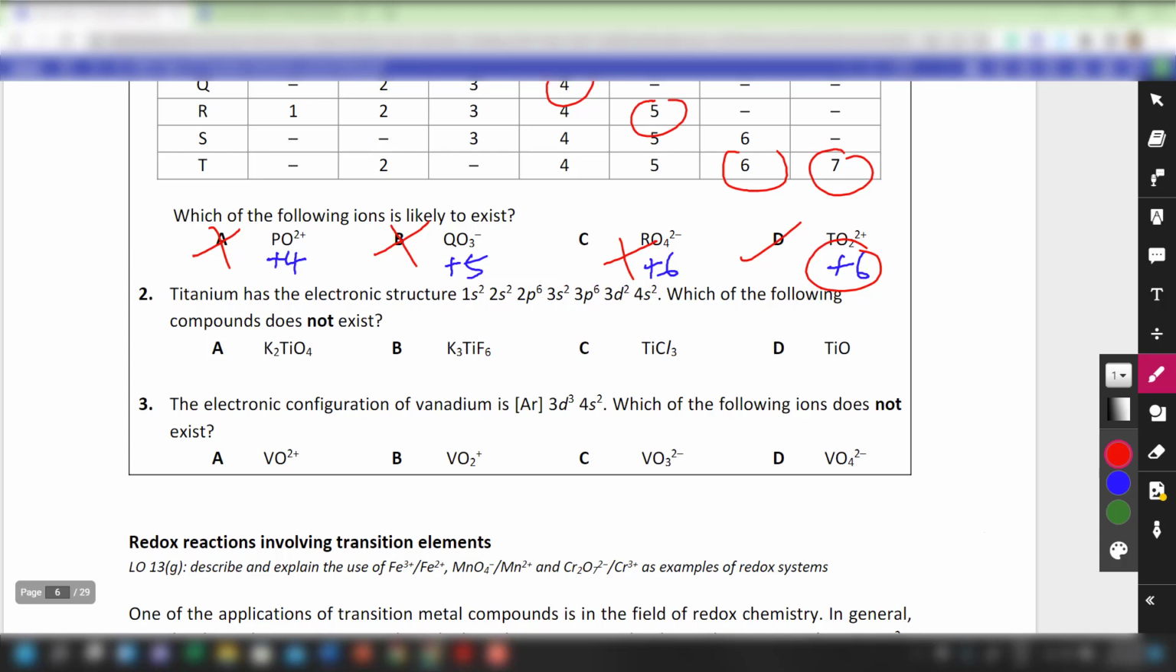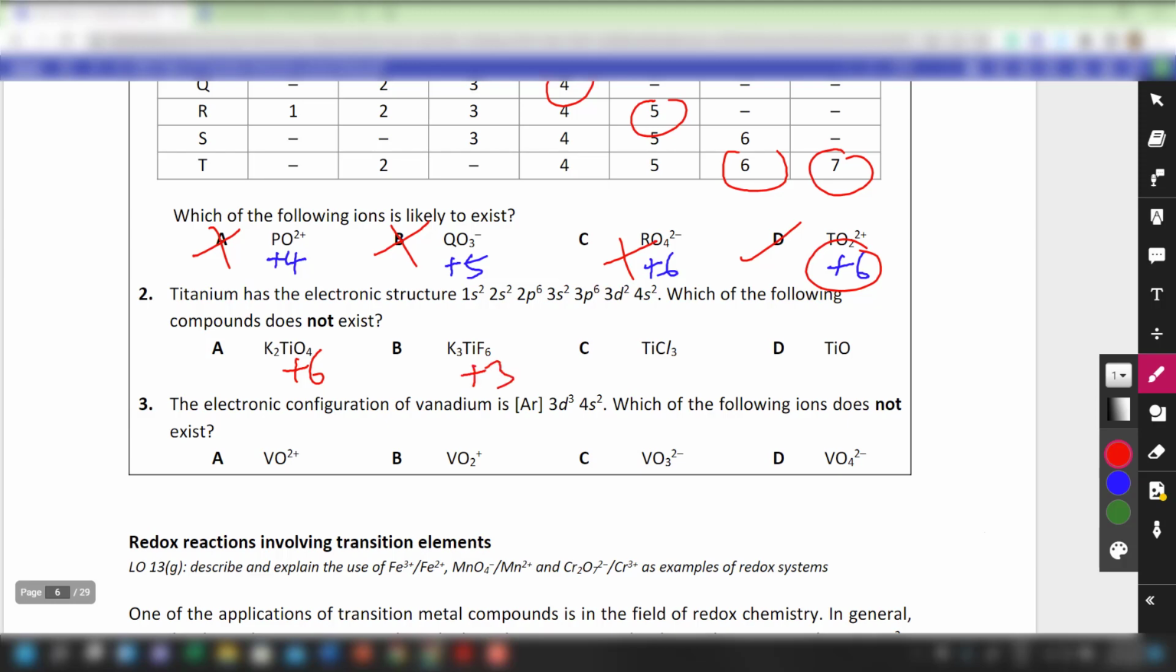Which of the following compounds does not exist? Okay, so again, let us try to determine the oxidation state of titanium. So for option A, titanium will exist as a polyoxo anion, TiO4 2-. So in this case, titanium will take on an oxidation state of plus 6. And option B, the species will be TiF6 3-. So in our case here, titanium will take on an oxidation state of plus 3.